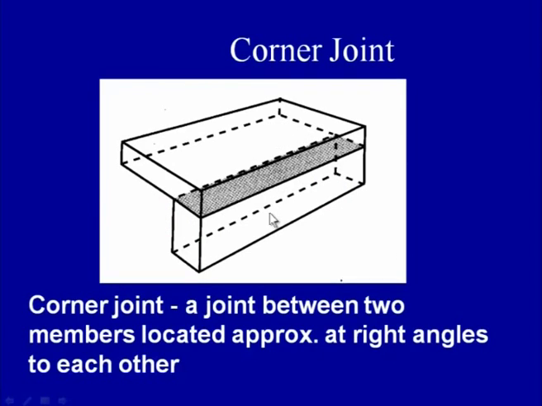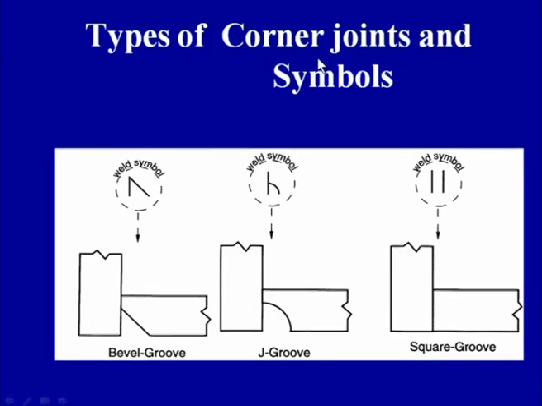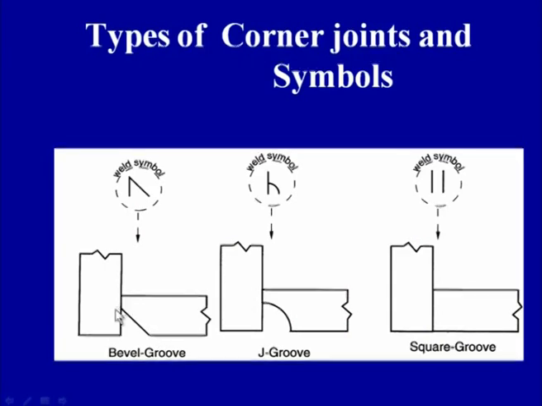Then the corner joint. Here the joint is made between two members which are located approximately at a right angle to each other. The different types of grooves which are used for developing the corner joints include the bevel groove, where one member is just made square, and a bevel is made in the other member, and the weld is made in this bevel groove portion by depositing the weld metal.